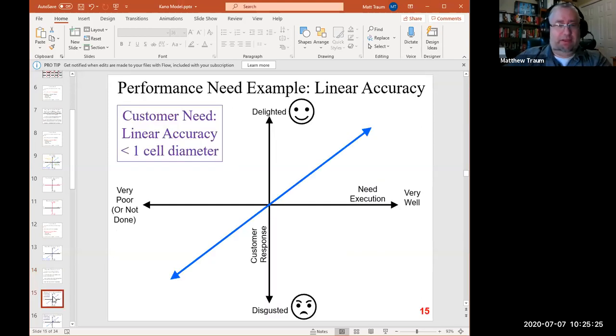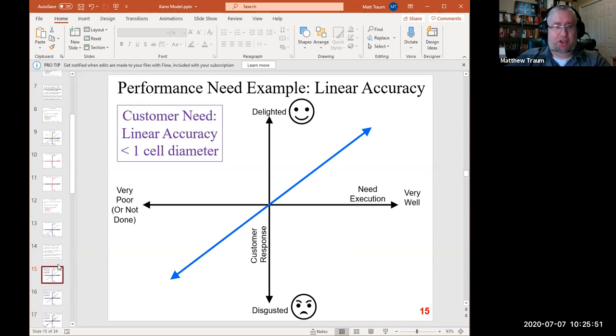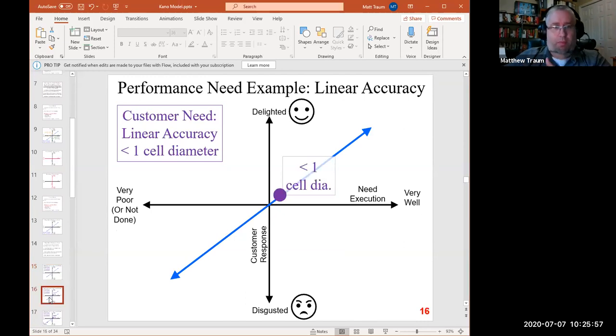Okay, so let me give you guys an example in terms of the customer needs that we have for the 3D bioprinter. I just picked the need linear accuracy, and we know from our customer need statement that the linear accuracy of our 3D bioprinter has to be better than 1 cell diameter, and we've quantified that. Different groups have quantified that in various ways, but that's the overall customer need. So if I were to execute this customer need relatively well, so at least I achieve this need, I would have a linear accuracy that's better than 1 cell diameter.